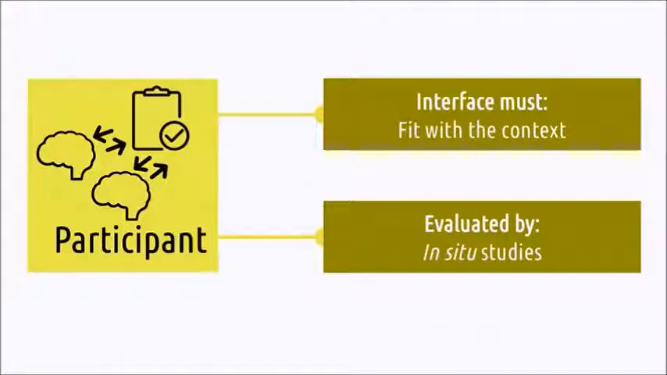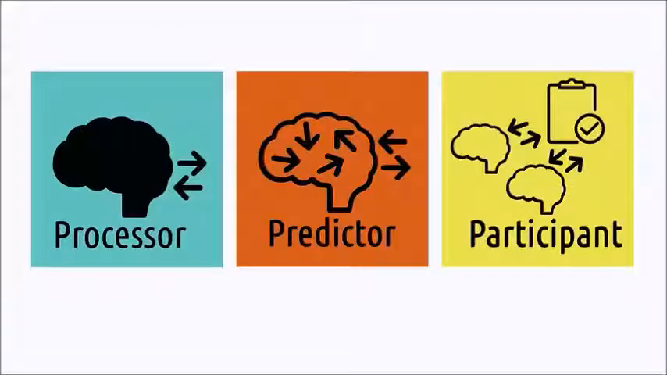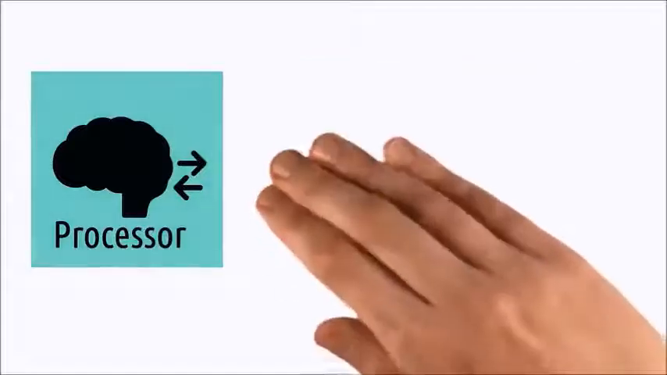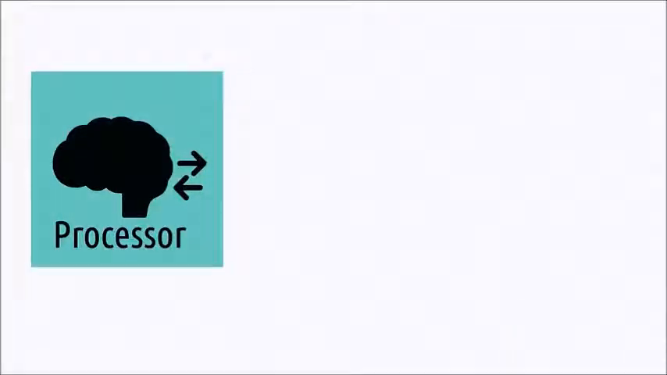So where did these different views of the user come from? To find that, we actually need to trace HCI back to its roots in psychology. The processor view of the user goes back to the behaviorist school of psychology. Behaviorism was the dominant school of thought in psychology throughout the late 19th century. It aimed to provide a systematic way of investigating behaviors in humans and in other animals.